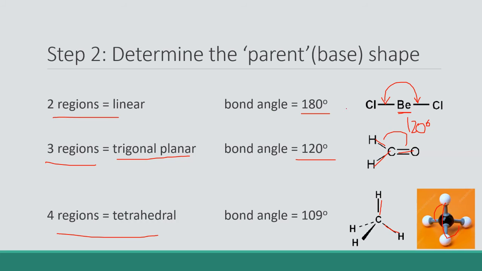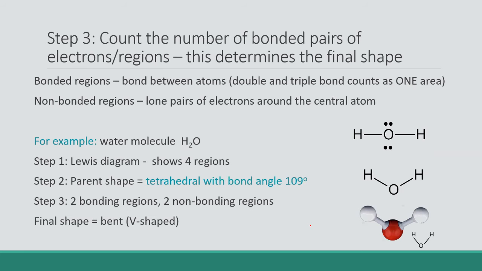So linear for 2 regions, 180 degrees. 3 regions, trigonal planar, 120 degrees. 4 regions, tetrahedral, bond angle 109. Okay, so we've got our base shape. Then we need to look at how many of these regions are bonding and how many are non-bonding. And just remember that double and triple bonds count as one area, or one region.